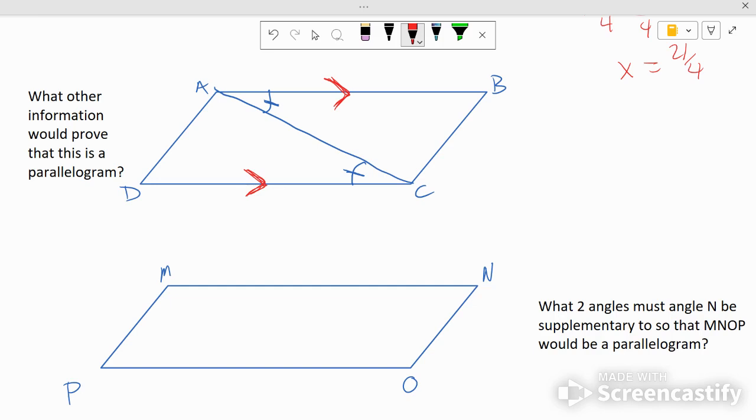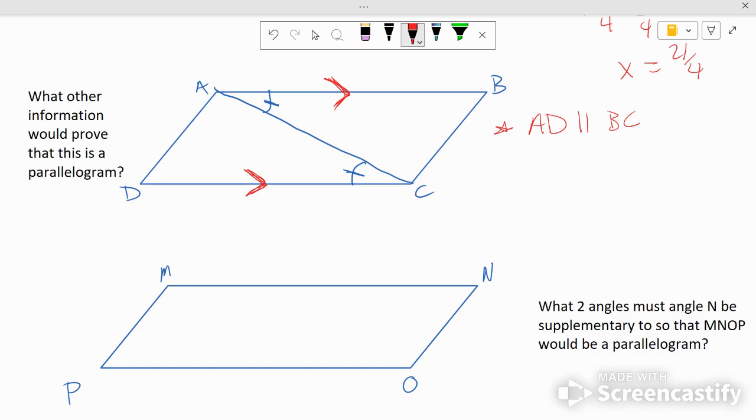On the board, under properties of parallelogram. Opposite sides are parallel. Second one is congruent. So if we said that AD was parallel to BC, that would be enough to prove it. Okay? The second one is opposite sides are congruent. We don't know about any sides being congruent yet, so we won't talk about that one.